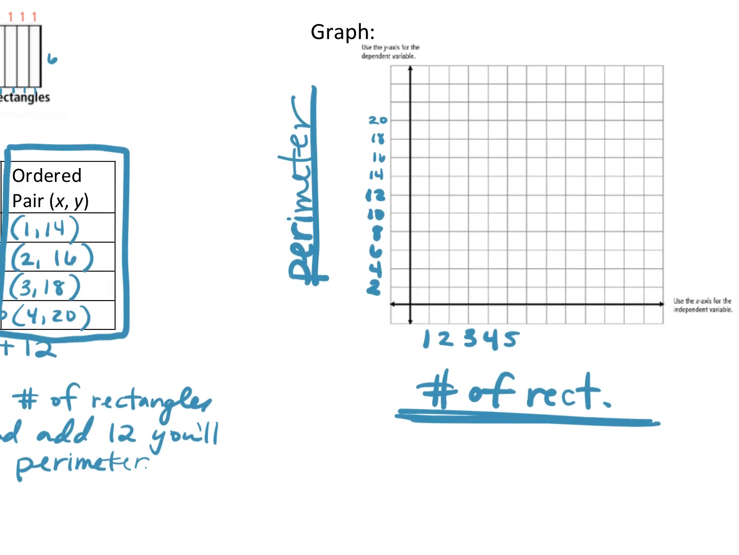And then you graph it. (1, 14) puts you right here. (2, 16) puts you right here. (3, 18), (4, 20). Is that a linear function? Yes. That makes a straight line if we put a line through that. Questions on that? Okay.